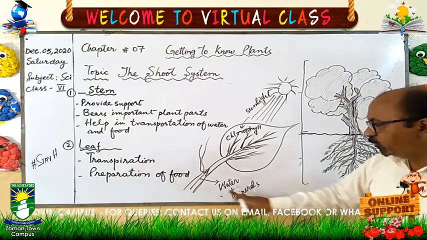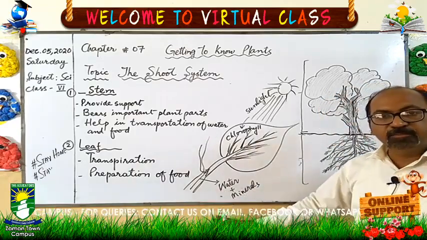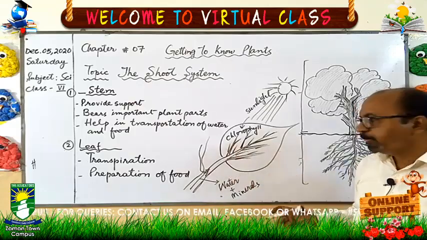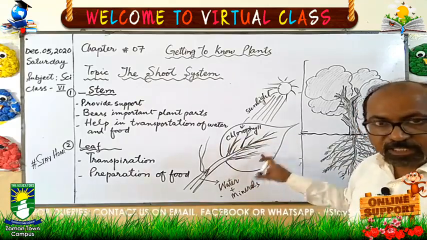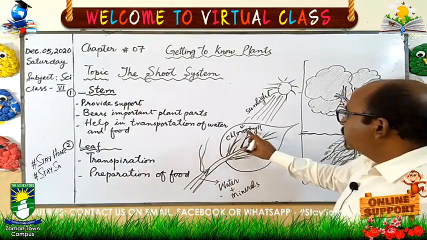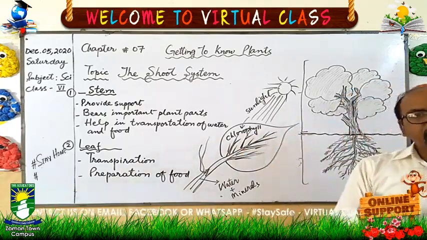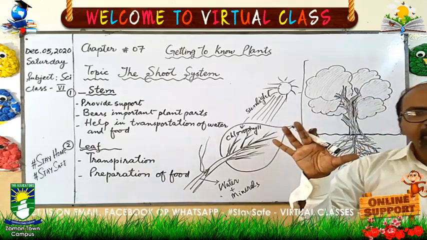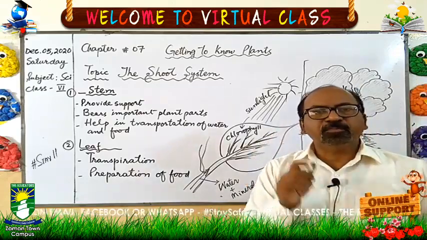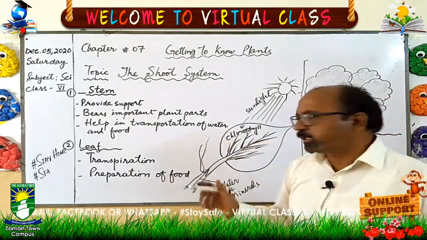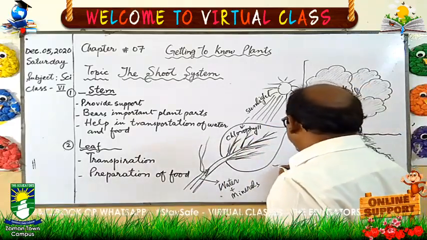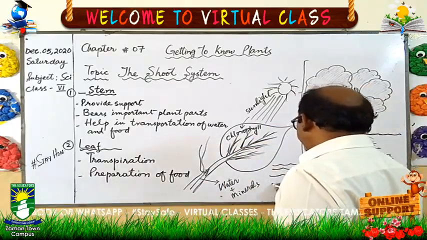Chlorophyll is present. Water and minerals are absorbed from the soil and reach the leaves. Carbon dioxide is a gas which is present in the air. Carbon dioxide is necessary for the production of food in the leaves.